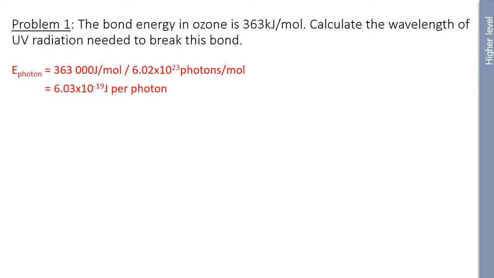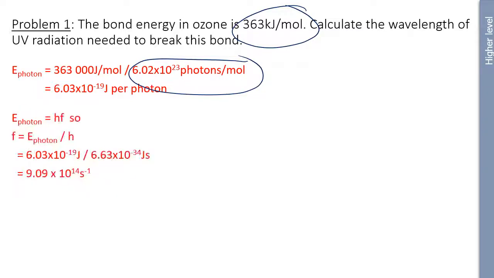Okay, so the energy of the photon will be 363 kilojoules per mole. Okay, so that's what we've got here, divided by the number of moles, which will be Avogadro's number. So you should get 6.03 times 10 to the negative 19 joules per photon. So energy of the photon will be Planck's constant times the frequency. So if we rearrange that equation, we get frequency equals the energy of the photon divided by Planck's constant, which will give us a frequency of 9.09 times 10 to the 14 reciprocal seconds.